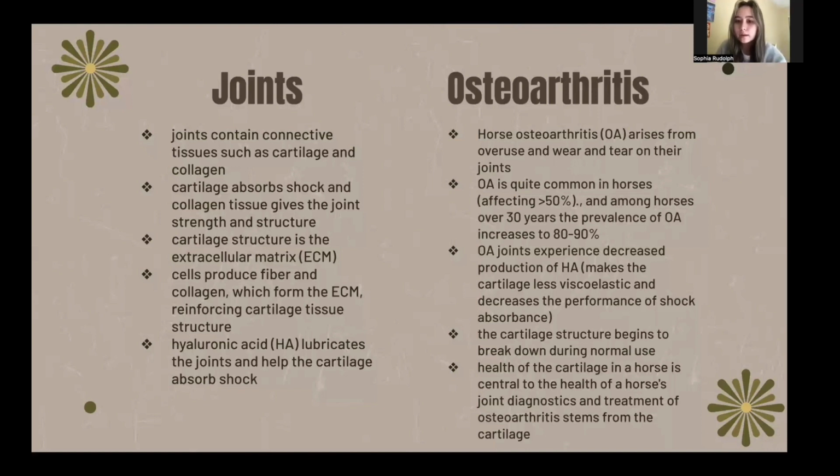And osteoarthritis arises from the overuse and wear and tear on the joints. OA is quite common in horses, and among horses over 30 years, the prevalence of OA increased to 80 to 90%. OA joints experience decreased production of HA. The cartilage structure begins to break down during normal use, and the health of the cartilage in a horse is central to the health of a horse's joint. Diagnostics and treatment of osteoarthritis stem from the cartilage.